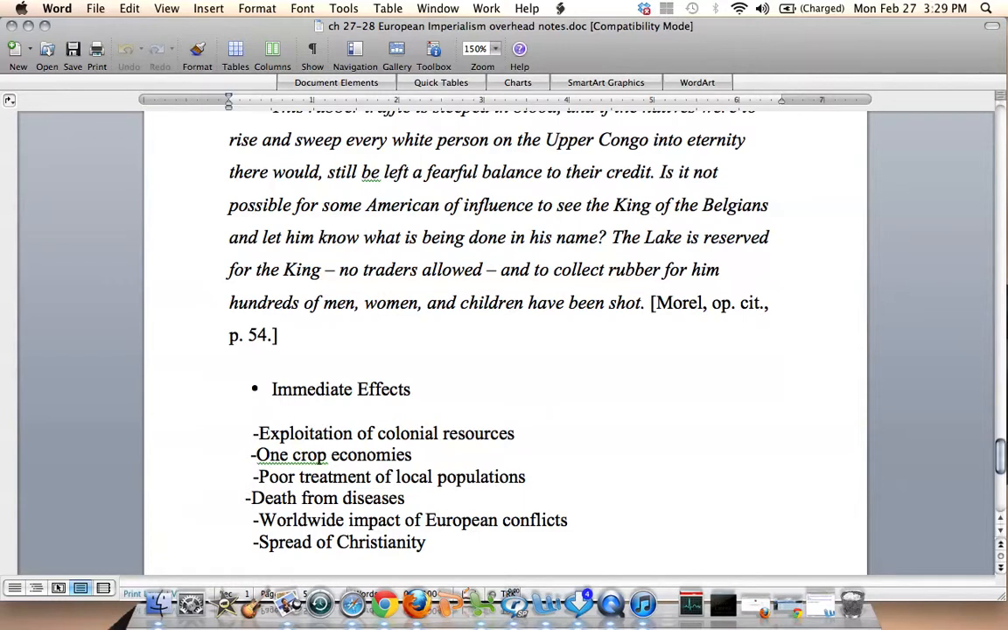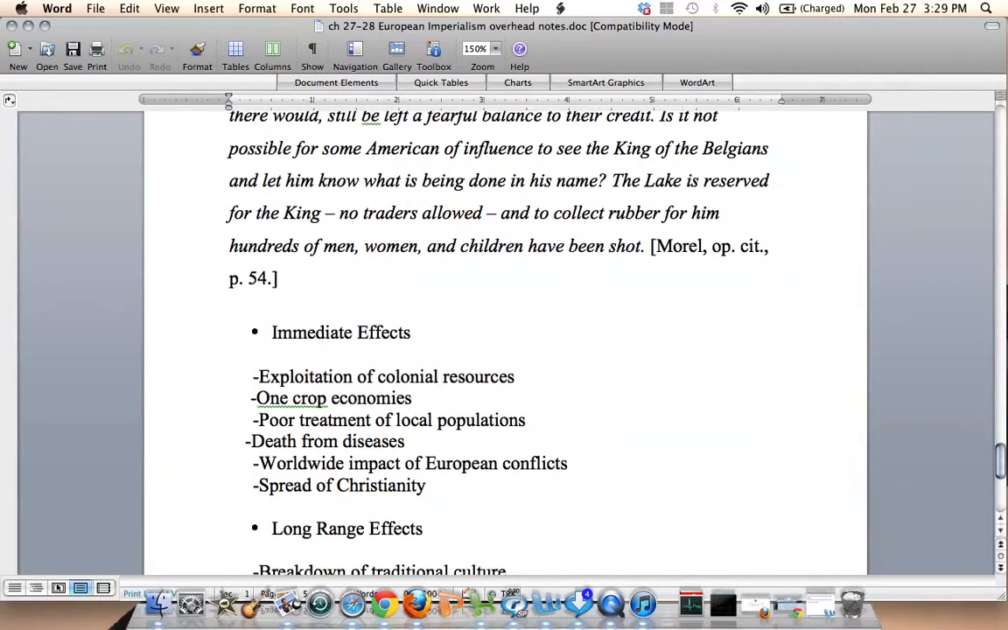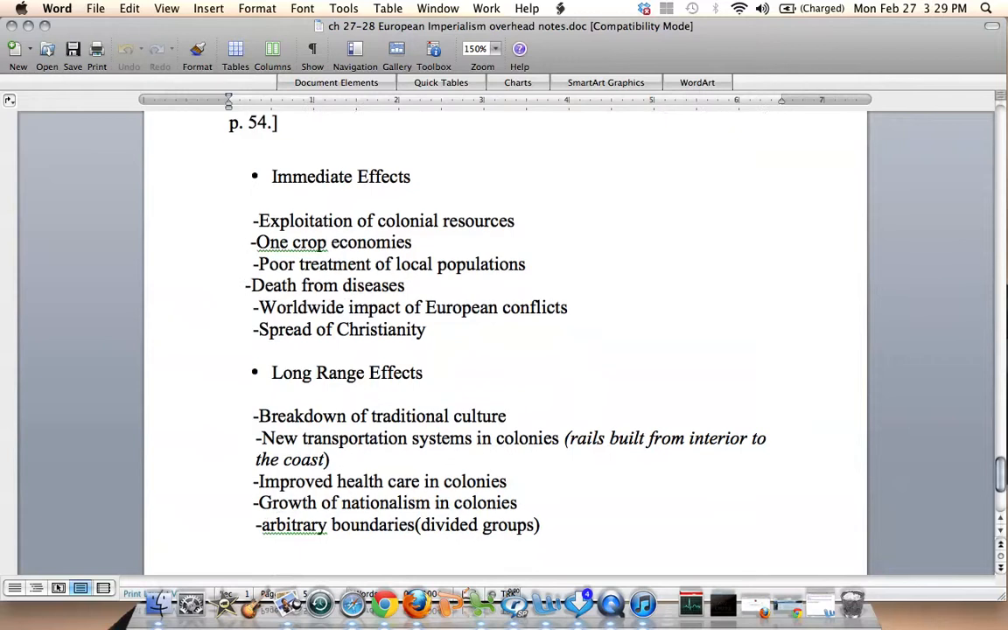And they spread Christianity, which we consider a good thing, I would think. But there were some other problems with that as well. Long-range effects: traditional culture was broken apart. New transportation systems in colonies were built, which is a good thing, but the rails were usually built from the interior to the coast, not a vast network throughout the colonies, because they didn't need that. There was some improved health care. There was growth of nationalism, and as we see, the boundaries were arbitrarily drawn, with no reflection of ethnic groups, warring groups, peaceful groups. They just divided them up the way they wanted, the Europeans did.